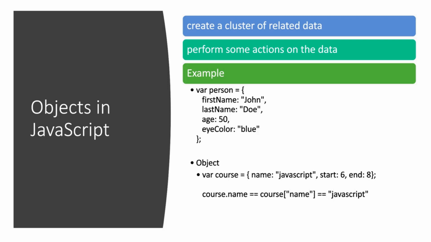Now we can access the data in an object in two ways. First is course.name. This will give the result as JavaScript. Or we can use course with square brackets. We can specify the key which we are looking for. Here in the example, we have written course with square brackets, within which we have given the key as name. So the value we get is JavaScript.